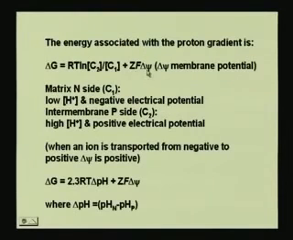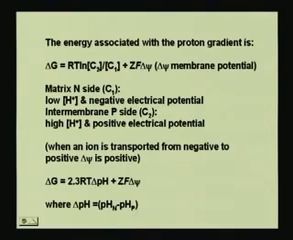We have a membrane potential developed. So, when an ion is transported from negative to positive, delta psi, which is the membrane potential, is positive, because you are going from a negative value to a positive value. So, what is the delta psi? It is a positive value.